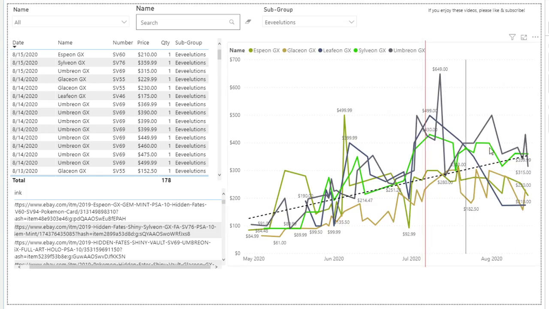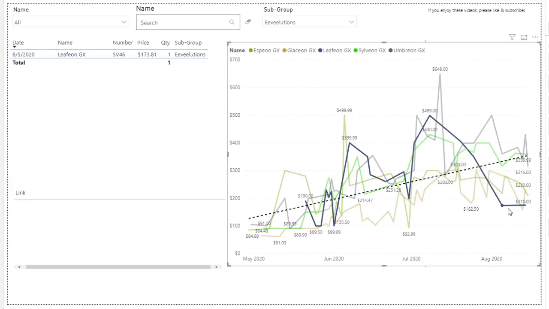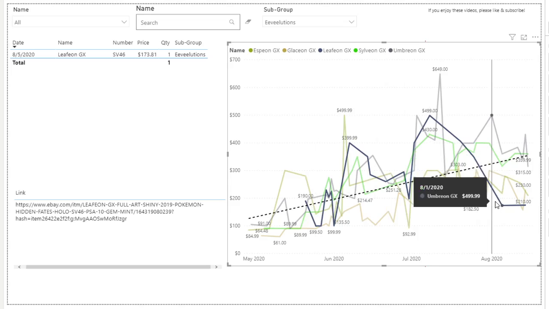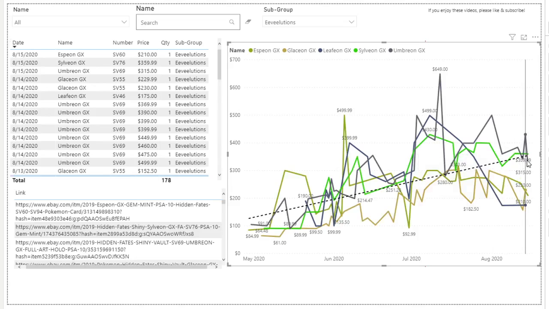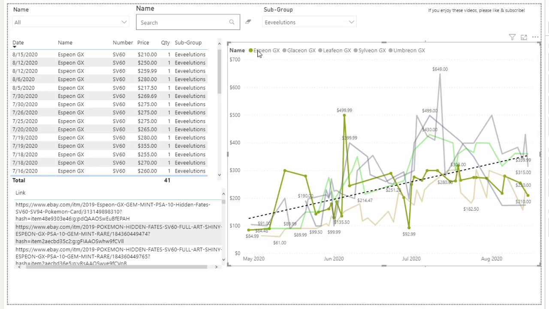So yeah, everybody's been pretty much plateauing. Who is this? That is Leafeon GX, just went for a wild roller coaster ride. But yeah, you can see the values right over here based on the color. So I'm just going to go one at a time so that way if somebody is interested in these, then they can see the activity. Just click pause and you can see it.